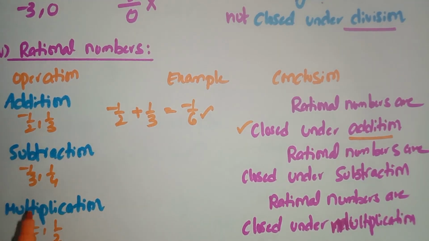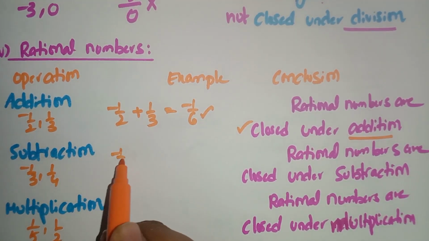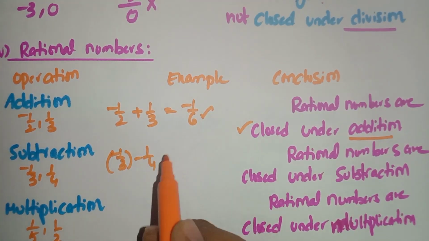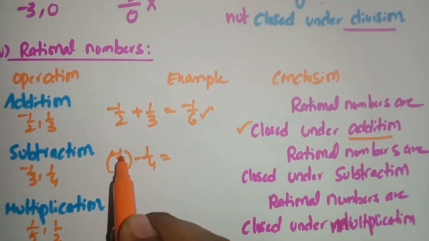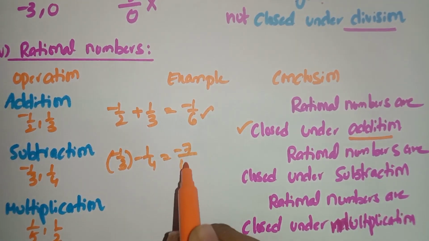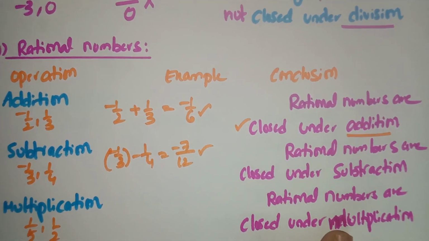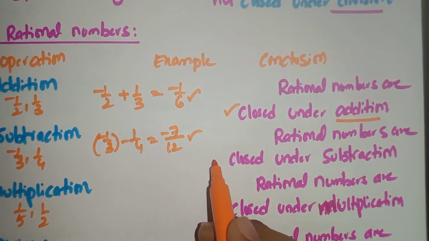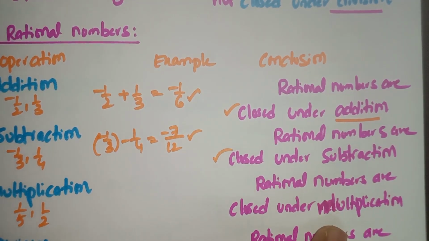Next one, subtraction. Let us choose minus 1 by 3 and 1 by 4. To subtract 1 by 4 from minus 1 by 3, that is minus 4 minus 3, that is minus 7 by 12, which is again a rational number. Thus we can conclude rational numbers are closed under subtraction.